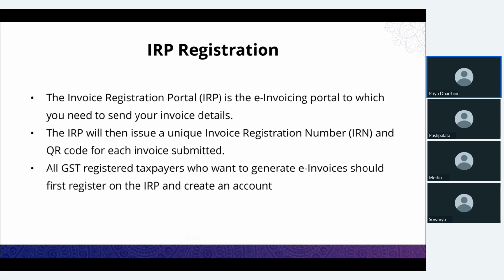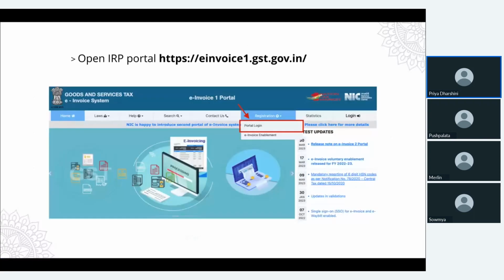So this is the link of the IRP portal, that is https://einvoice1.gst.gov.in. Once it is done, you need to click on the registration dropdown, and then you will have to click on portal login. You need to update your GST number in the e-invoice registration form and enter the CAPTCHA.